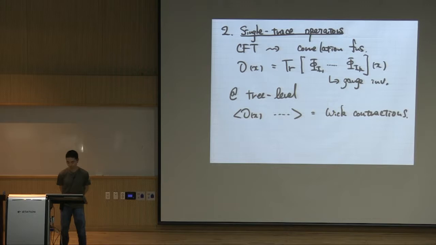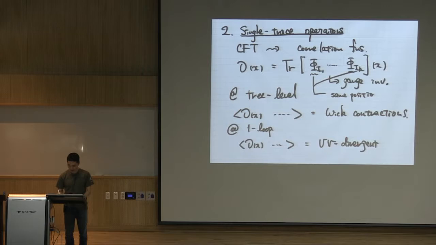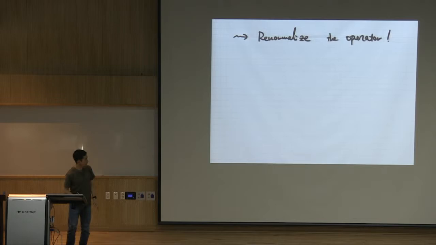But at one loop, there is some problem, precisely because you are putting various fields at the same position. So if you try to compute some correlation function, then there is some UV divergence. And the reason why it's UV divergent is because different fields are at the same position. And typically, if you have something like that, then if you start doing the loop computation, you see some divergence. Now, of course, this is a well-known phenomenon in quantum field theory, and we know how to resolve this problem. Essentially, the resolution is to renormalize the operator. So that's what we need to do.